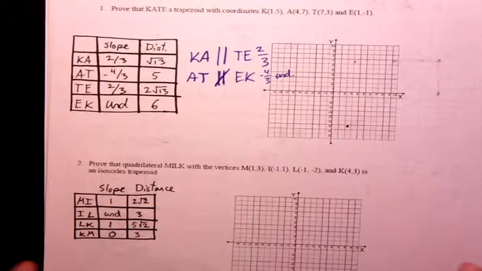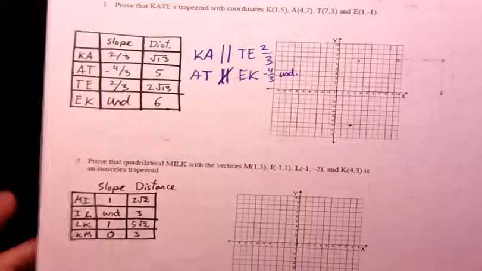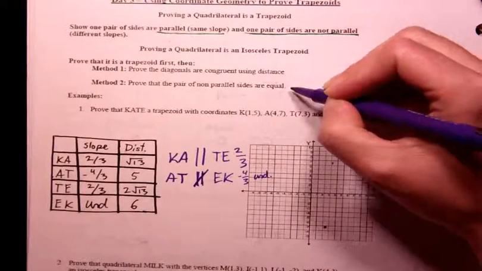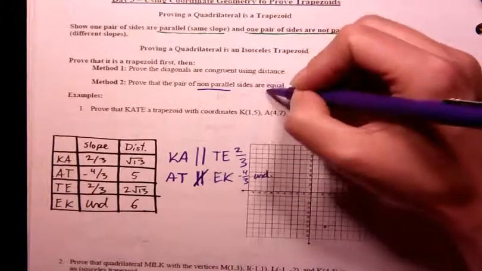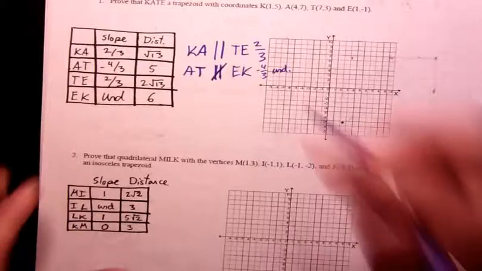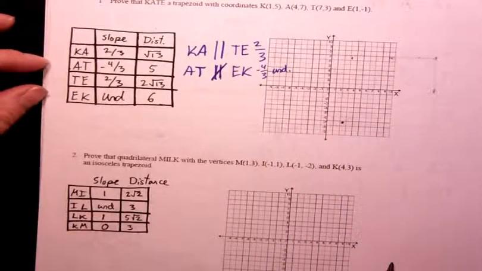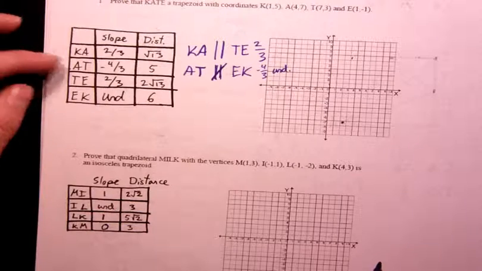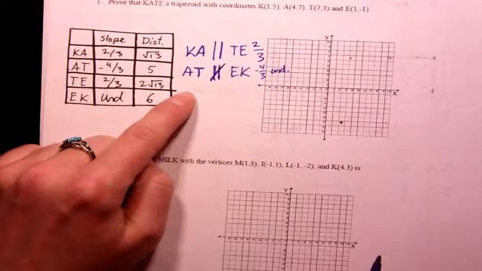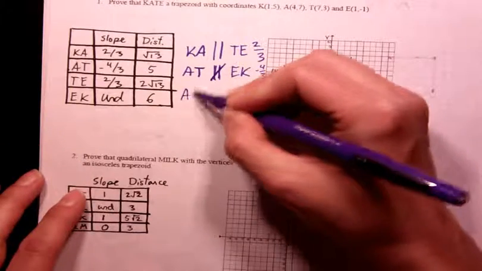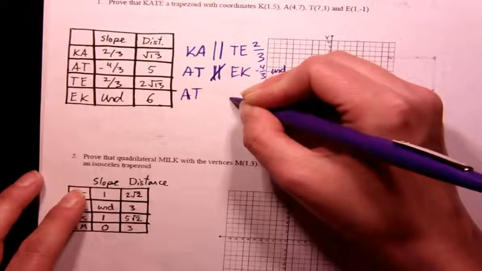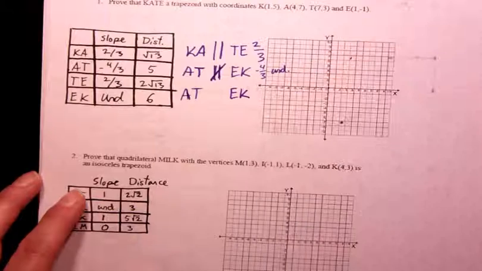All right, now we have to say, is it isosceles or is it scalene? So method 1 is with diagonals using distance. Method 2 is saying non-parallel sides are equal. Because we have the chart that already gave us distance, we're going to just do a statement. Which are our non-parallel sides? The KA and TE, or AT and EK? Yeah, so my next statement for trapezoids will always be with those same sides. So AT and EK, do they equal each other or not?